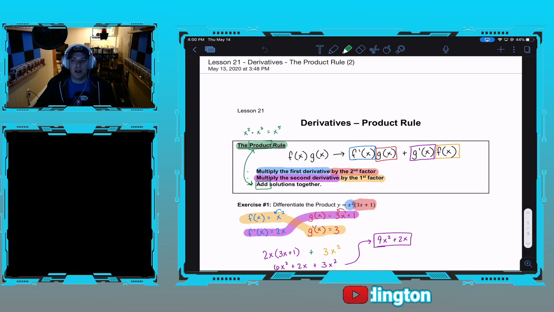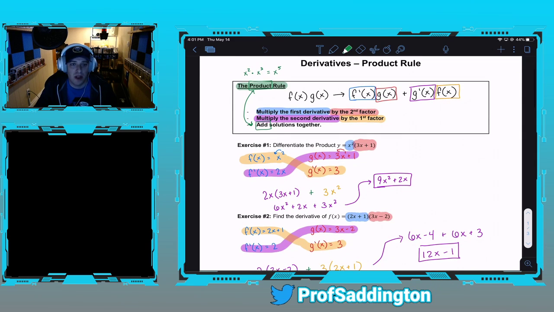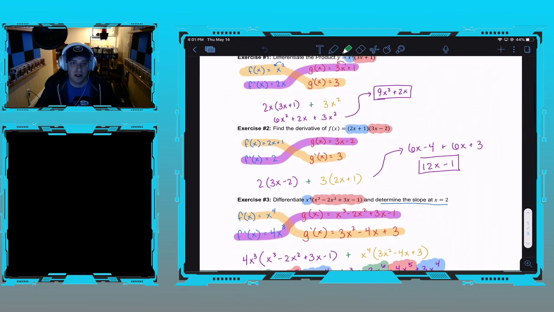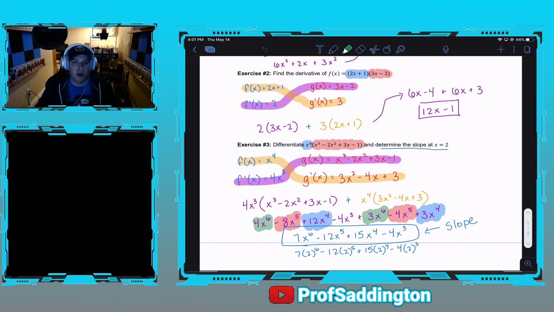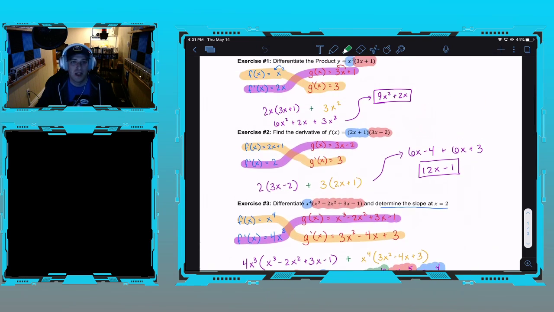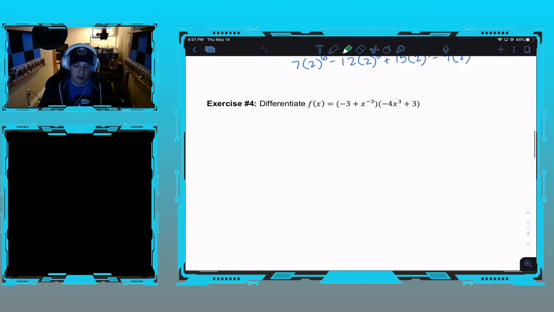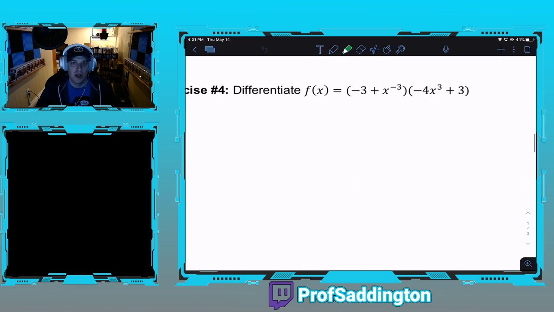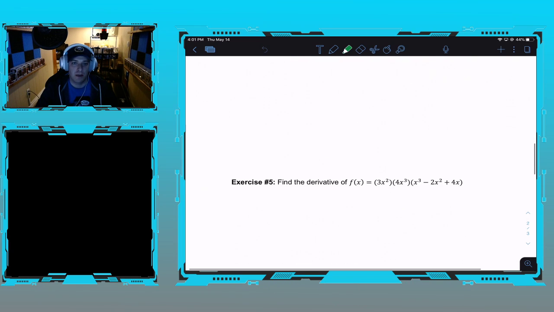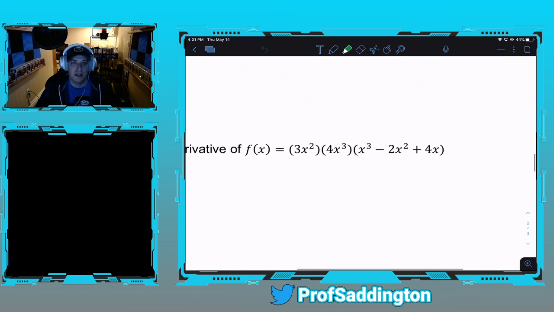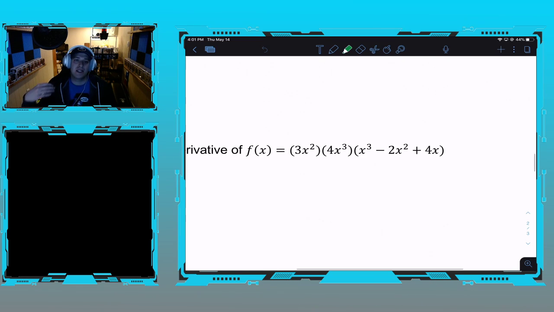But we are just going to finish up lesson 21, which was going into the derivatives, but more specifically the product rule. I already went through a few examples yesterday, showing you the process of what we need to do. I'm going to do two more problems with you. One is going to show it with a negative exponent, and I'm going to show you one where you're multiplying three separate parentheses.